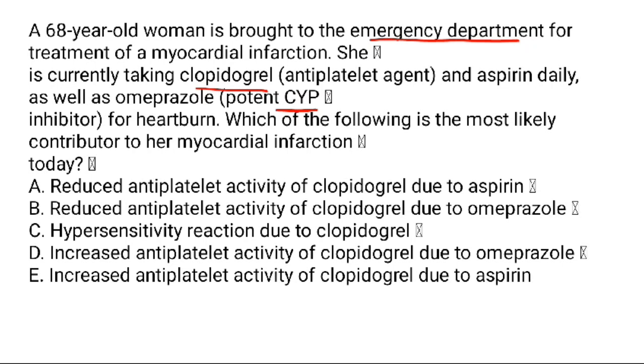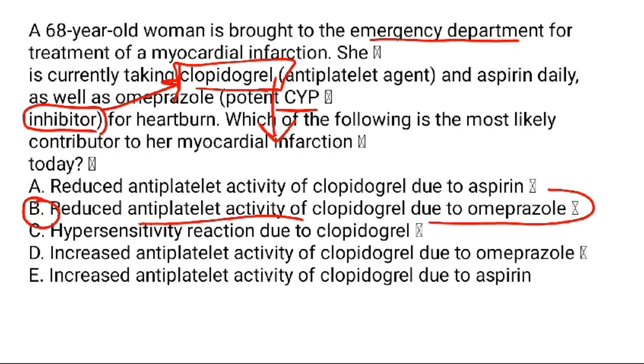As you know, omeprazole is a potent CYP inhibitor. Clopidogrel is a prodrug. Okay, it requires enzymes to become its active form. Now, because we are taking an inhibitor, it means there will be no enzyme to make it in its active form, and thus its antiplatelet activity will be reduced and it will contribute to MI. So the option B is correct, reduced antiplatelet activity due to omeprazole, which is a potent CYP inhibitor.